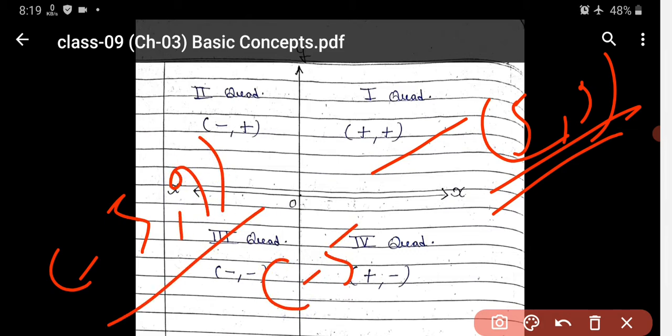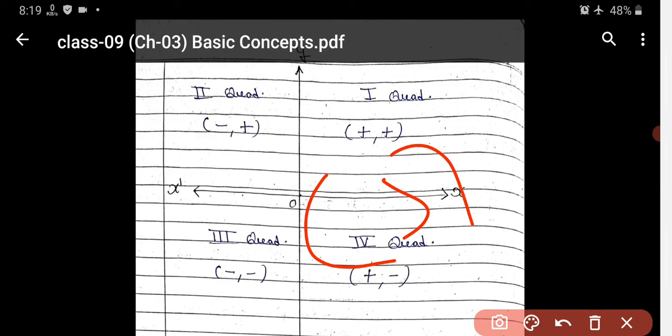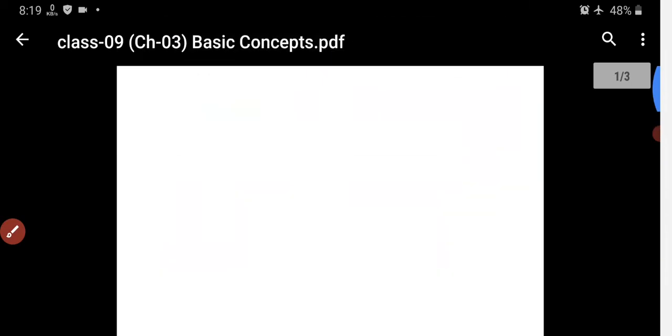Now a point like minus 5, minus 9, both negative, that is the third quadrant. And a point like 5, minus 9, with signs plus, minus, you have to say this lies in the fourth quadrant. Okay. So one more time, in one shot, I am telling you.